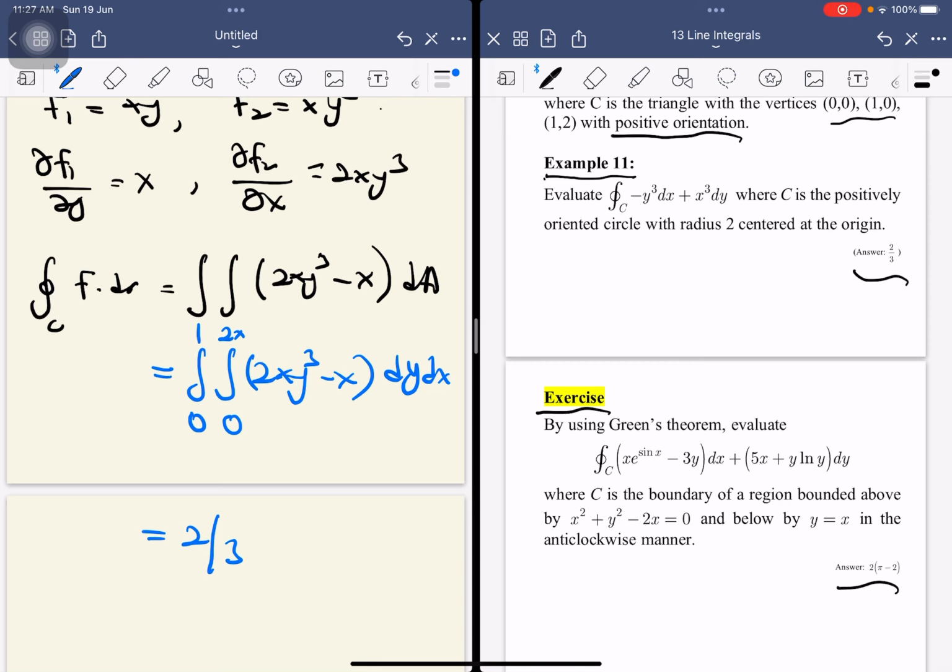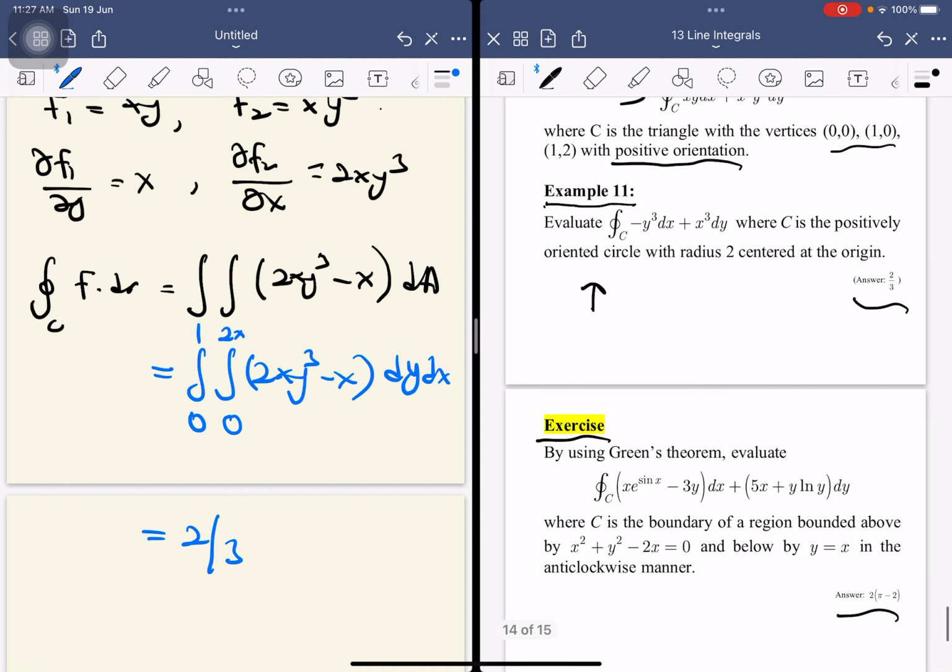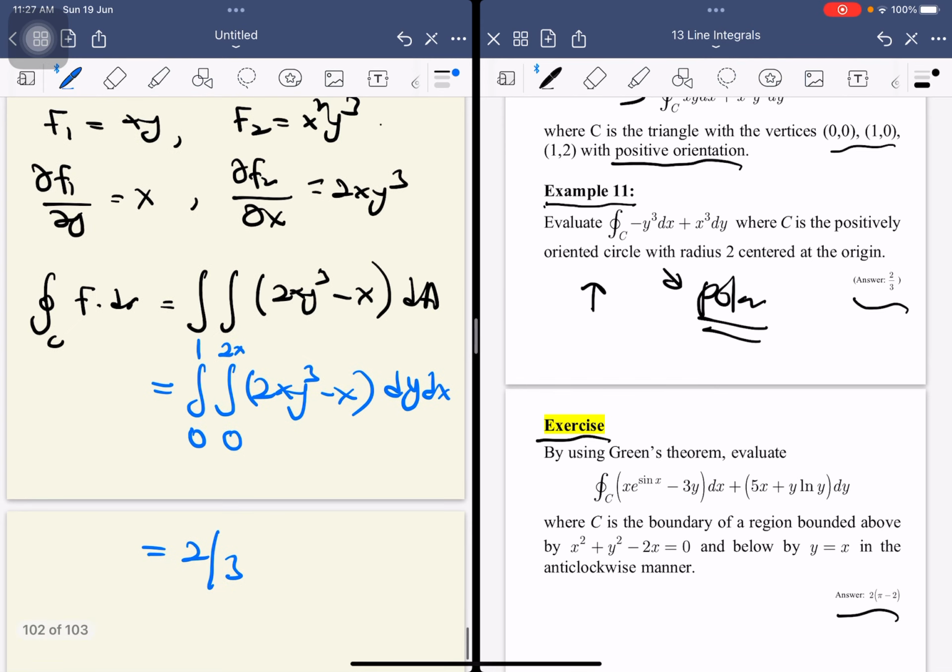If we take a look at example 11, obviously you are going to have a region in a circular shape for this particular question. So the best way to solve this one is using polar instead of Cartesian. But whether you solve it using Cartesian or polar is up to you. Just make sure that the integral you get, when you move to this side, is simple to solve. If it seems complicated, it means that you might have to change the coordinates.